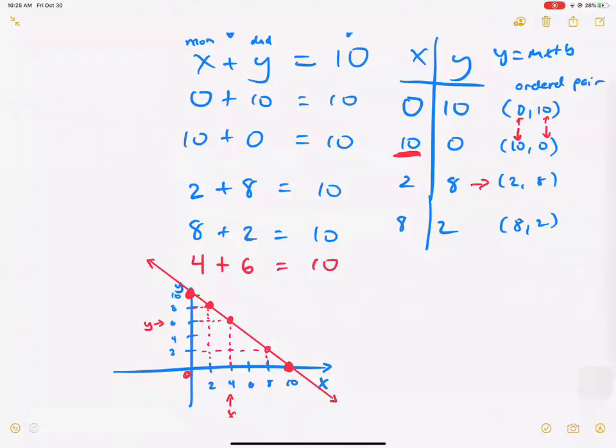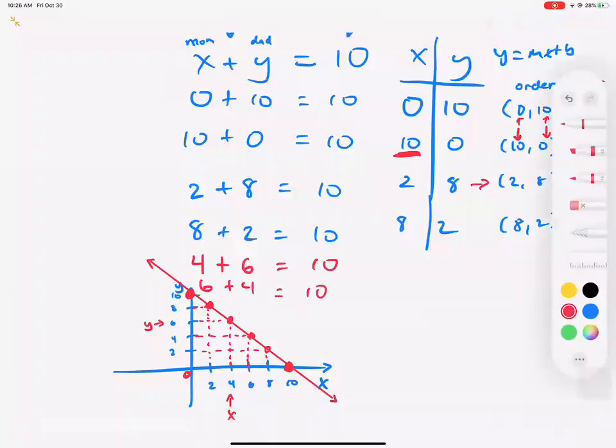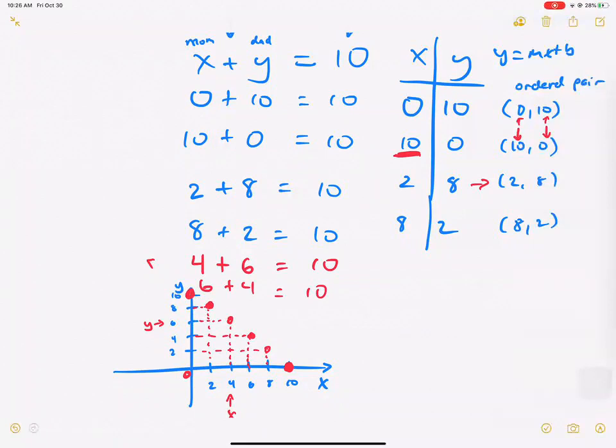If I pick another point, if x is 6, y looks like it's going to be 4. If x is 6, y is 4. Yes, this is 10 also. And what I want to bring up is this main point actually, and this is a weird point. It's that these points here represent x plus y is equal to 10. But a line is actually all the points in between it.